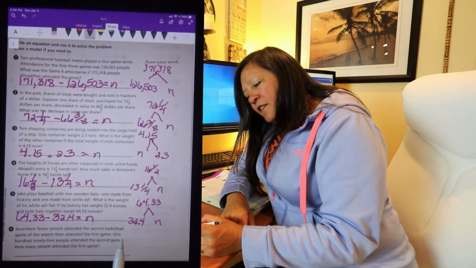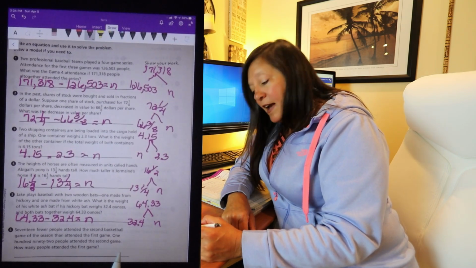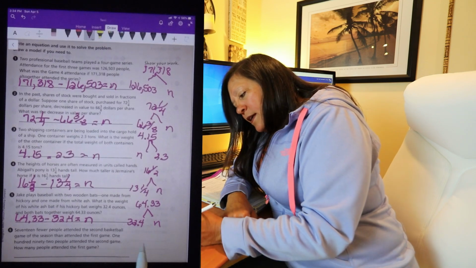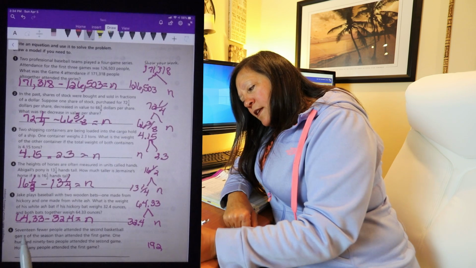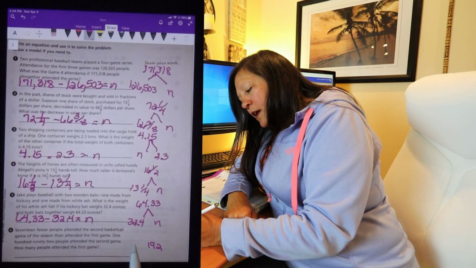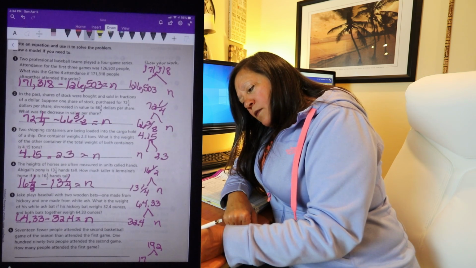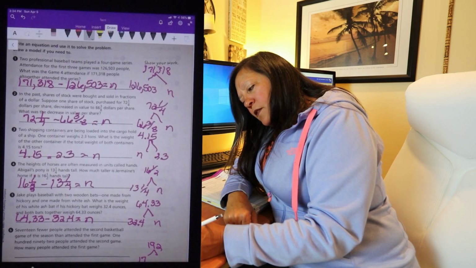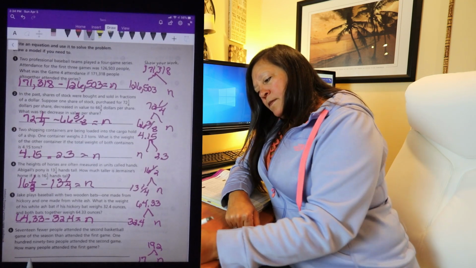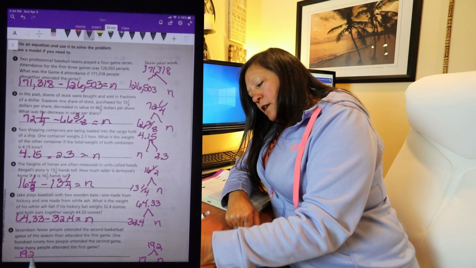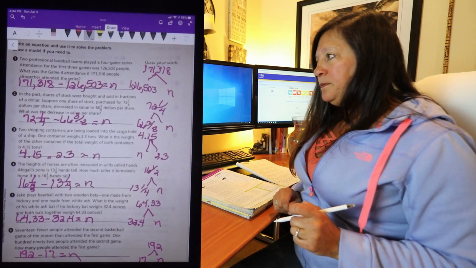17 fewer people attended the second one than the first. 192 people attended the second. Okay, so 192 attended the second. 17 fewer people attended. Oopsie. All right, 192 people attended the second game. How many attended the first game? All right. So if you're going to take your 92 minus your 17, and that is going to give you your answer.